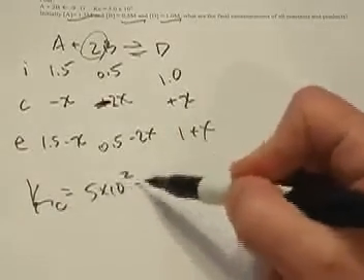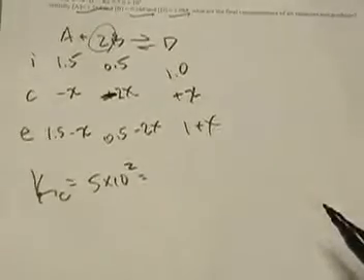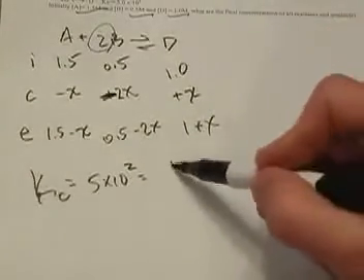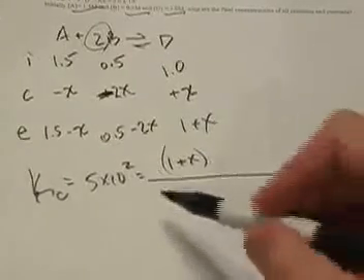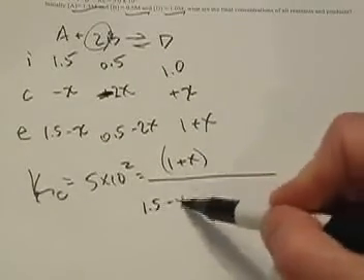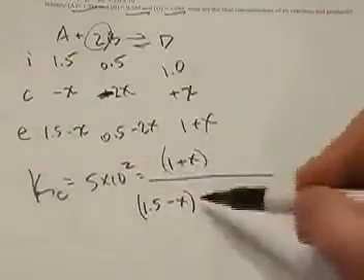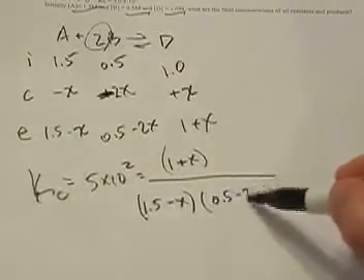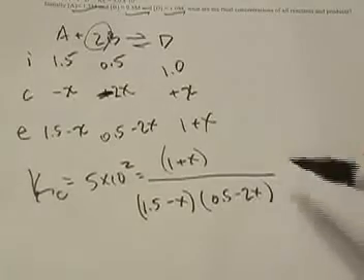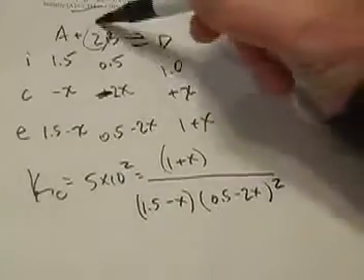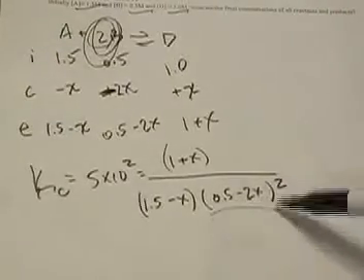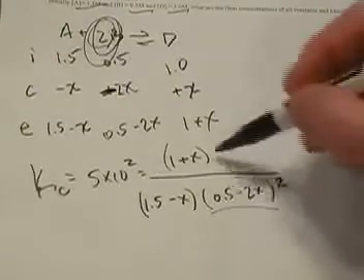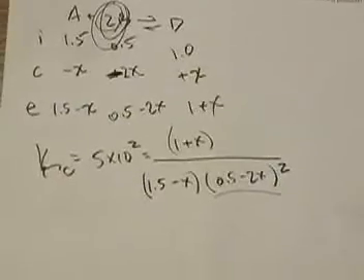times 10 to the second. And this is equal to products divided by reactants. So D is your product, 1 plus x, divided by the reactants. A is 1.5 minus x, and B is 0.5 minus 2x. And don't forget that has to be to the second power because there's a 2 in front of the B. From here, you'd have to expand this animal and then eventually solve a quadratic equation looking for x once again.